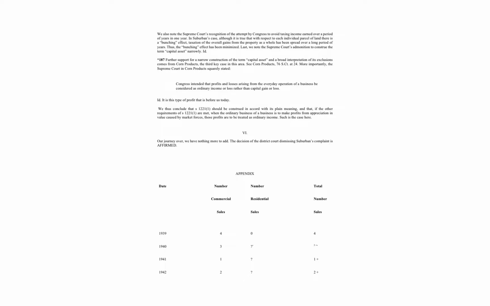And then part 6 is where the decision of the district court dismissing Suburban's complaint is affirmed. So again, they're agreeing with the government. It's considered ordinary. Now, the appendix provides information on the number of sales and the dates. Very important, because remember, we saw that frequency and duration is very important. That's where we created a lot of our questions. This continues with the appendix. Very important to understand, because notice in the Winthrop decision, we also had a similar breakdown.